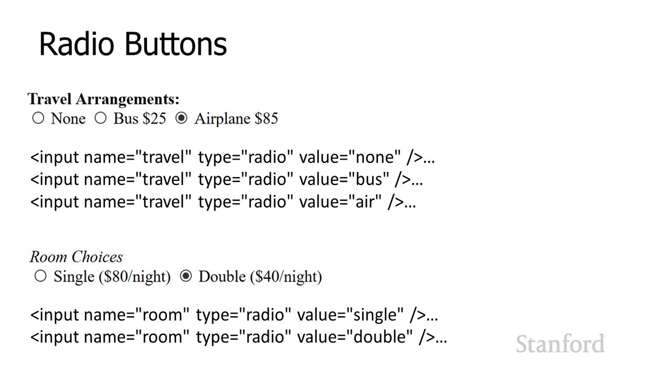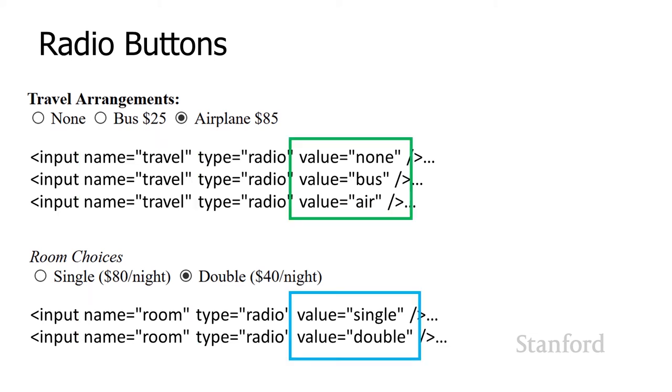And so I do this by using the name here. If you look up at the top, I've got the three input elements of type equals radio for the travel arrangements. And down at the bottom, I have the two choices for the room. And notice that the three up on top all have name equals travel, and the two down at the bottom say name equals room. And so that's actually how the web browsers are determining which of these I can choose simultaneously and which ones are mutually exclusive.